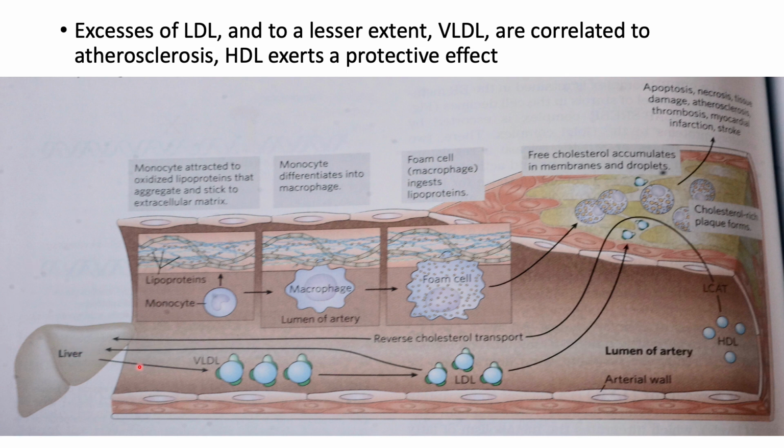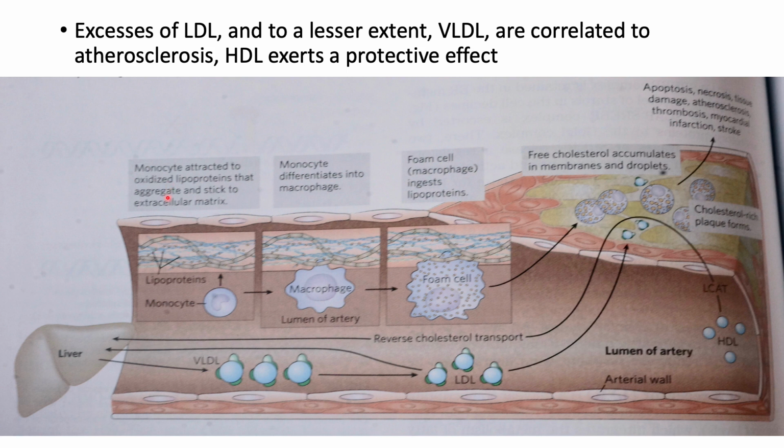So again, the liver produces VLDL and can be transformed to LDL. You get LDL going back to the liver. Reverse cholesterol transport can take HDL and move it back to the liver. And the idea is that the deposit of the cholesterol and the cholesterol plaque is a complex where you get a fibrin cap.